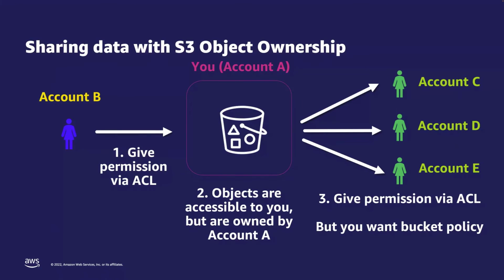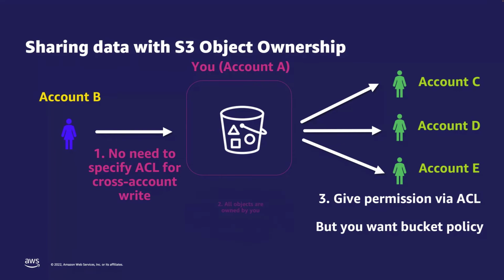So how does this compare to the setup before? Compared to before, you wouldn't have to deal with ACLs at all. For example, when account B writes to your bucket, the write doesn't need to specify an access control list. You own all of the objects.